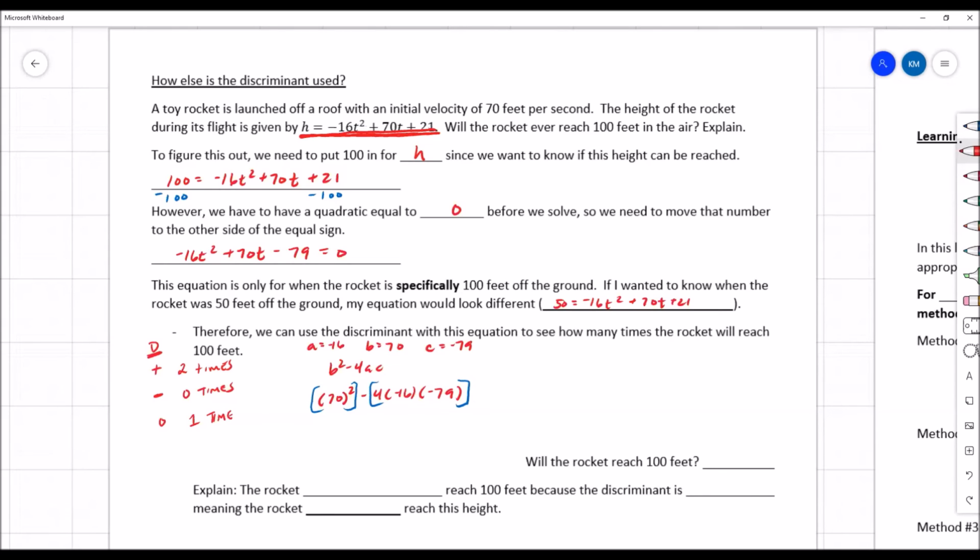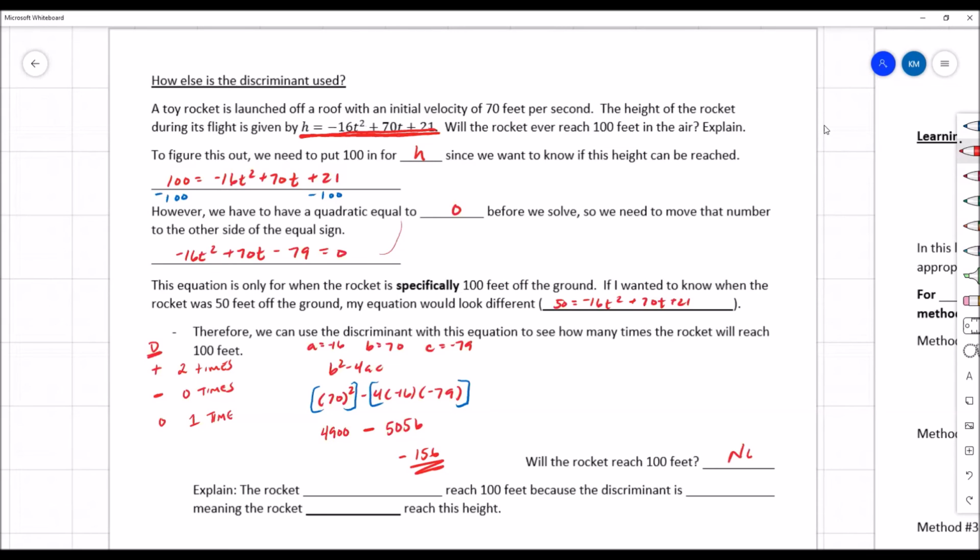70 squared should give us 4,900. The other side's a little harder to do, but let's do that. We have negative 64 times negative 79. 64 times 79 gives us 5,056, so positive 5,056. And the sign in between there is minus. 4,900 minus 5,056 gives us negative 156. It's a negative.